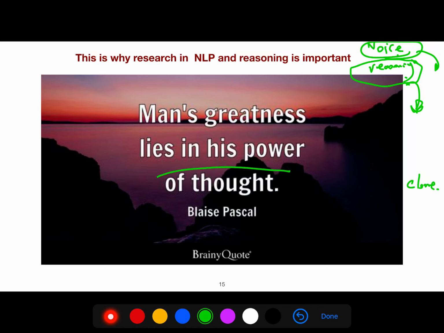That's why thinking and NLP is important, because if, for example, Putin is not strong, because his thought is not powerful, and so he cannot be a good person like Aristotle or Socrates or Plato. So he cannot help humanity.